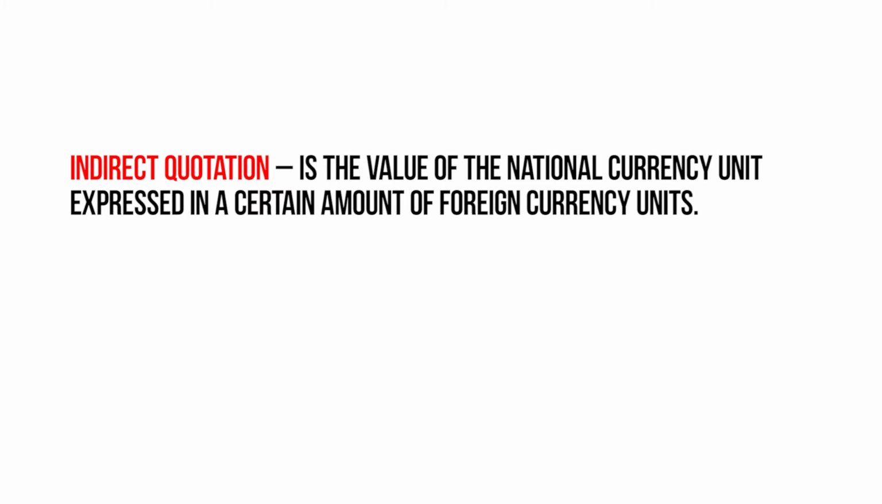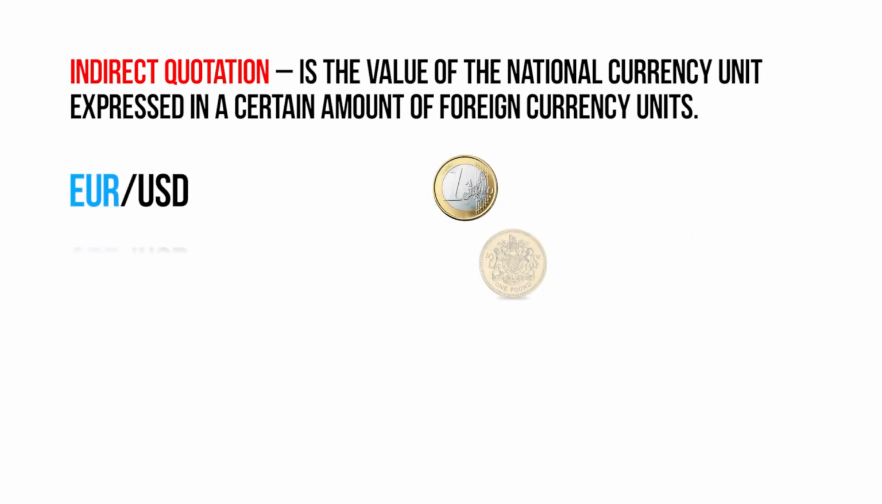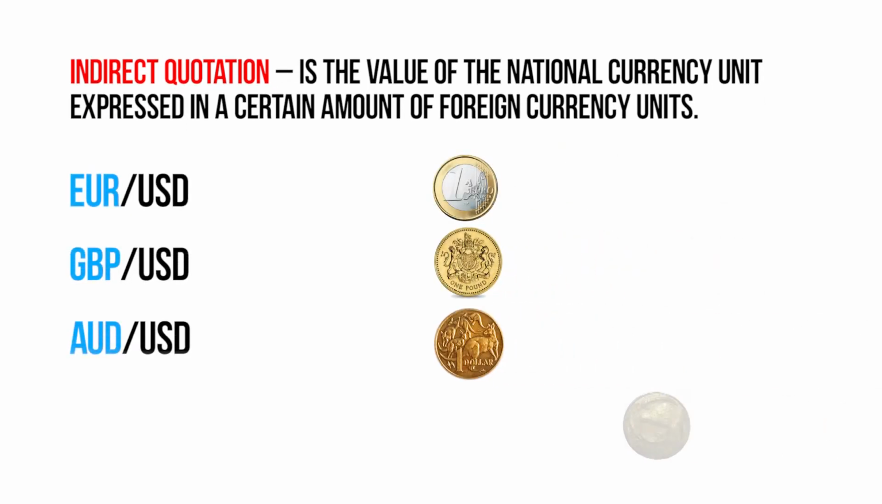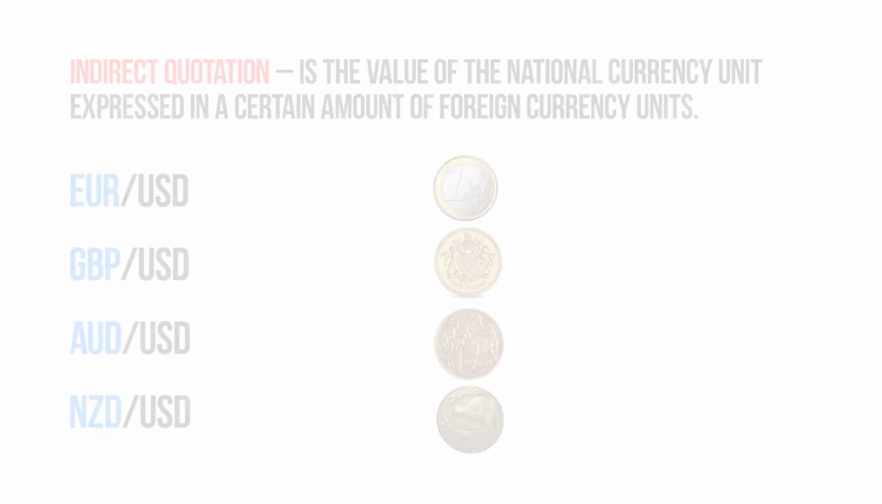We've cleared up the direct quotations. Let's talk about the indirect ones. The indirect one is the exception to the rules. The exception concerns only the currencies Euro, British Pound Sterling, Australian and New Zealand dollar. We can see that they are not quote but base currency in pair with the dollar.